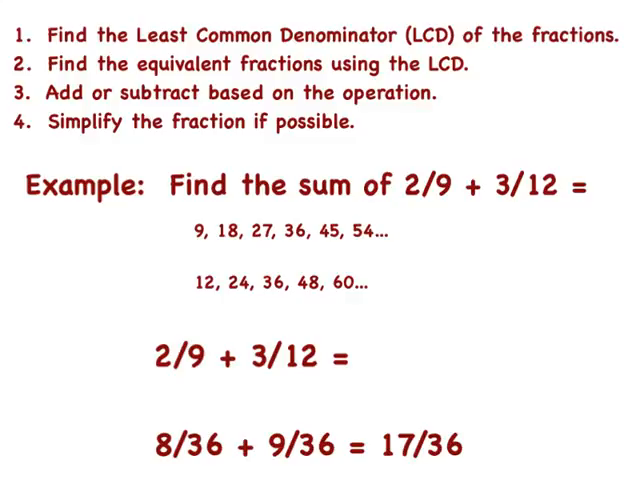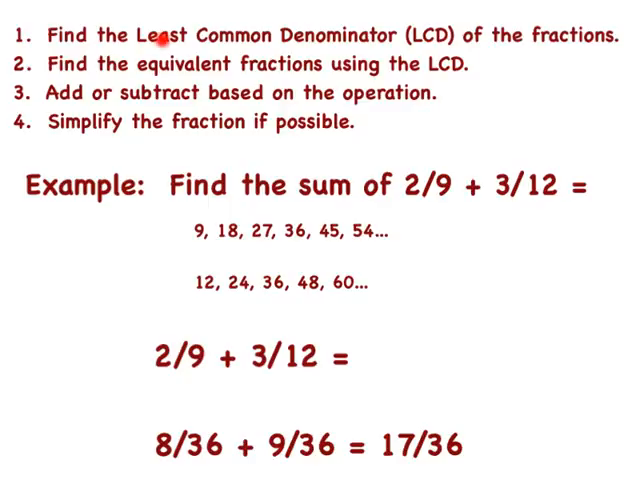So we're going to add and subtract fractions with unlike denominators. The denominators are going to be different. So there are a few things that we have to do first. The first thing we have to do is find the least common denominator.